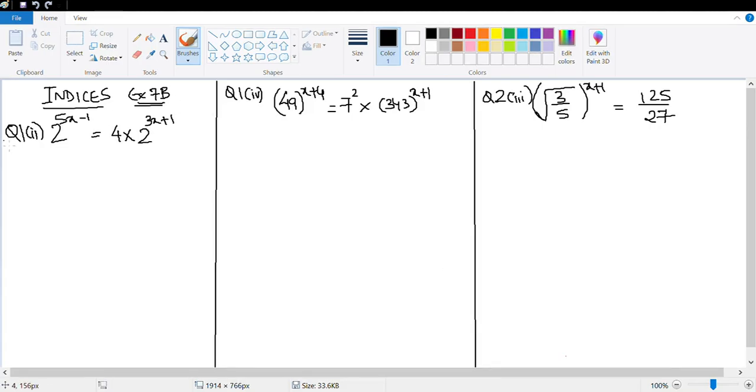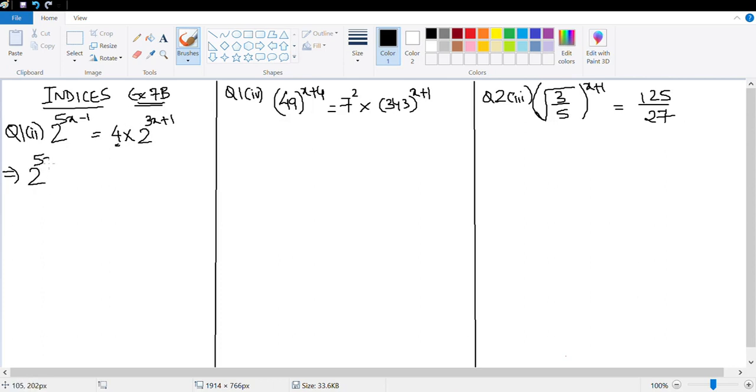Let's move on to the second exercise. Again, we will use the same set of rules, but this time we will try and solve exponential equations. So let's see. Question number 1, part 2 says 2 to the power 5x minus 1 is equal to 4 into 2 to the power 3x plus 1. Let's try and put everything in the base 2 because this also can be put in the base 2.